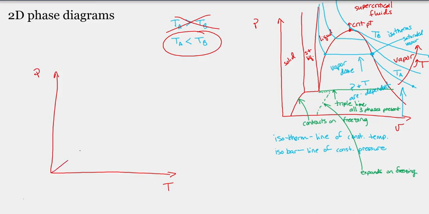I'm going to sketch here again a two-dimensional rendering of the pressure-temperature diagram. And here's my critical point. Here's the vapor region. Here's the solid region. And here's the liquid region. So now we have the three phases identified on our PT diagram: solid, liquid, vapor.